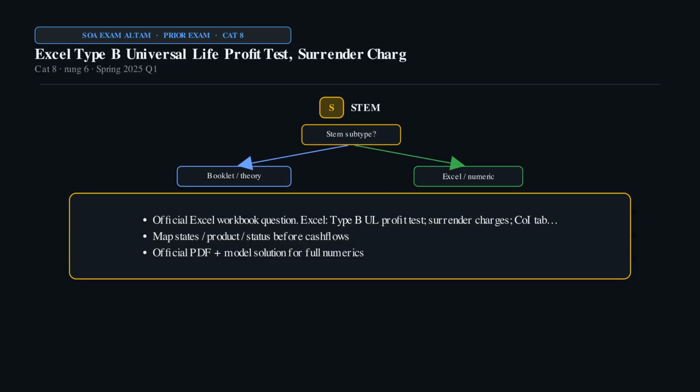STEM focus. Official Excel Workbook Question. Excel. Type BUL profit test, surrender charges, CoI table, NPV-style metrics. Own the recognition queue and map before grinding algebra. Use the official exam PDF and model solution for full numeric work.